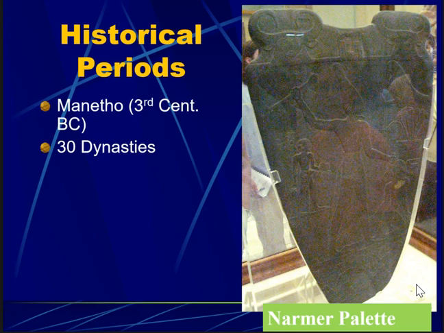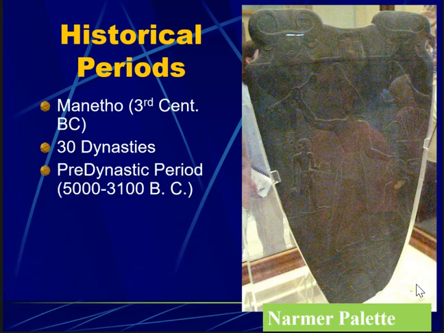Now, even before the dynastic period, there were people living in Egypt. So the pre-dynastic period, usually people begin at around 5000 BC. People are living in Egypt. We have evidence, we have some ruins, some pottery, some tombs, and so forth, but we don't have the kind of dynastic organization that we have after 3100 BC. This is the period where Egypt is divided into Lower and Upper Egypt as two separate entities.